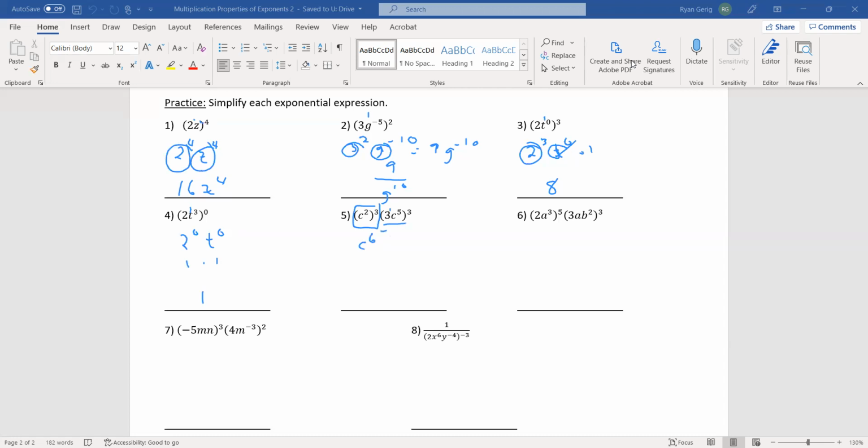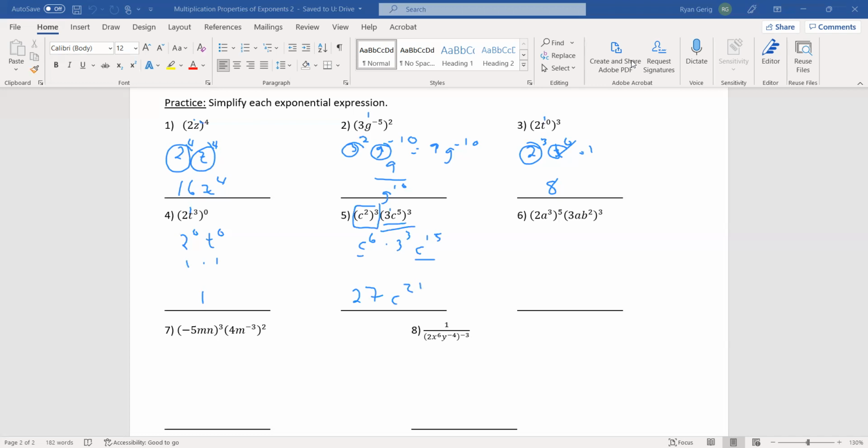And then I'm going to look at this one. 1 times 3 is 3. 5 times 3 is 15. Now I'm just going to simplify a little bit further. 3 to the third power is 27. They are both c's, so c to the 6th and c to the 15th. I can add those exponents. That would be c to the 21st.